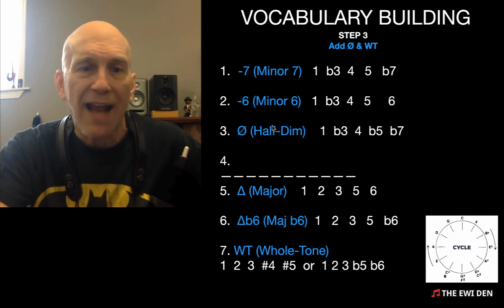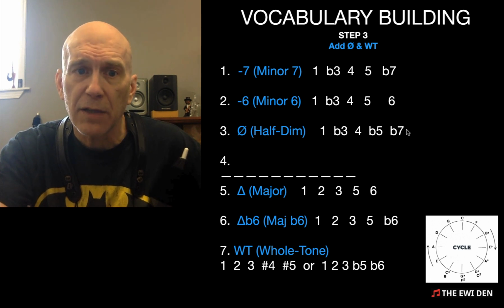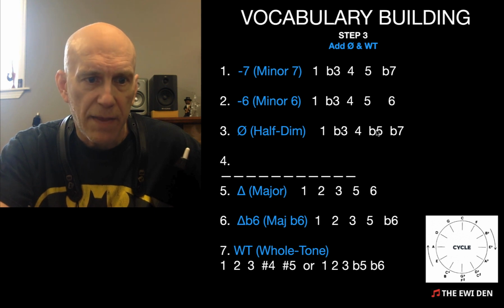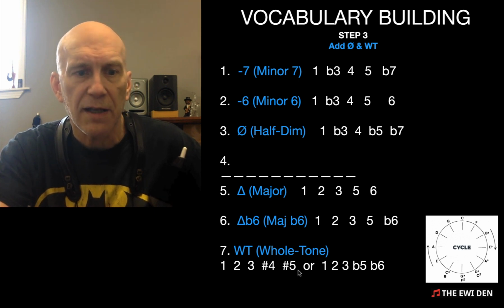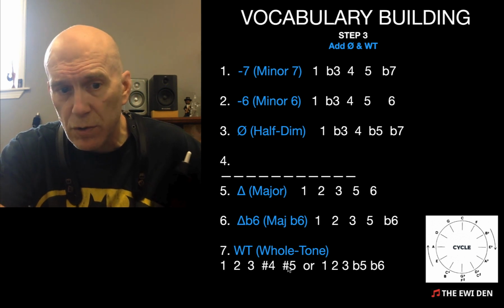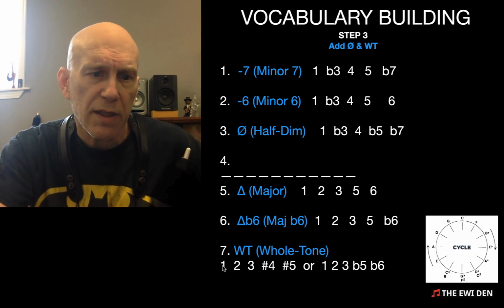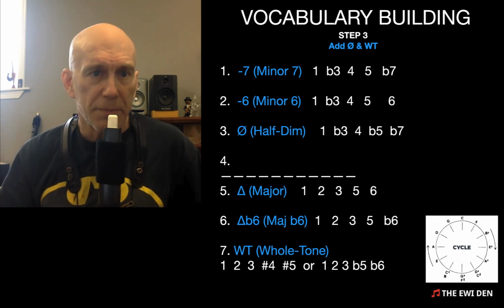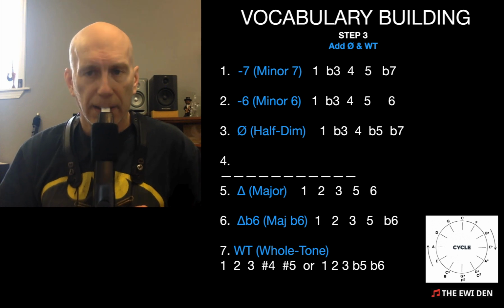We're just going to add half diminished pentatonic, which, if we looked at the original minor seven, we're just going to flat the five, right? And then down here, it's whole tone pentatonic, which is just the first five notes of a whole tone scale. And you can think of it as 1, 2, 3, sharp four, sharp five, or 1, 2, 3, flat five, flat six. So here's from D, D minor seven.